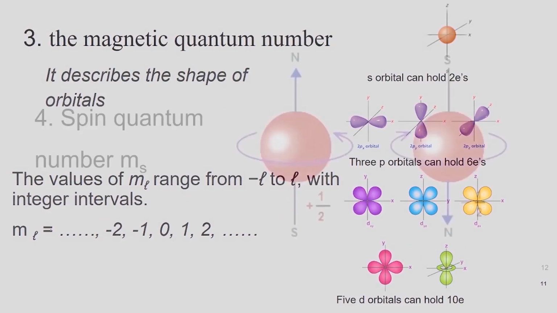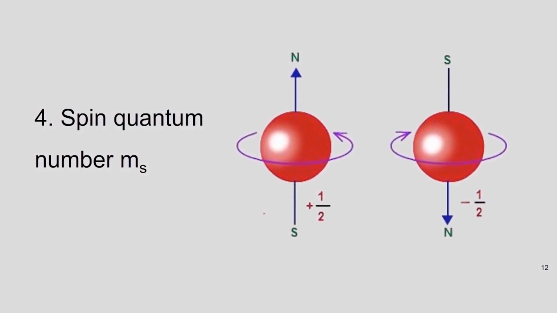The last quantum number, spin quantum number ms, describes the angular momentum of electrons with a magnitude +½ for electron spins around the axis clockwise and -½ for electron spins around the axis anticlockwise.